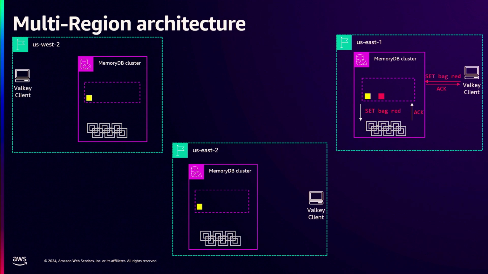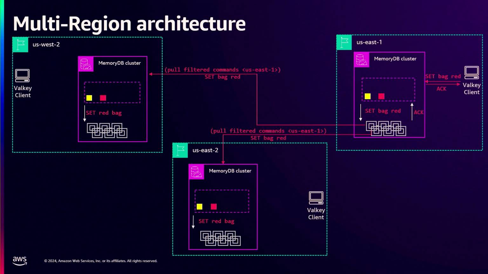All the regions are active-active. Then we replicate the data between regions. And this is happening asynchronously in the background. We don't wait for the data to be replicated before we send the ACK back to the client.